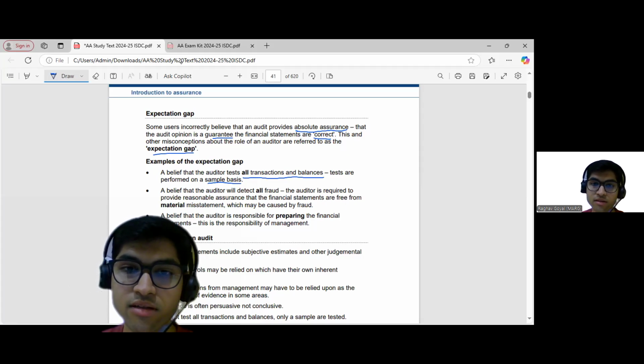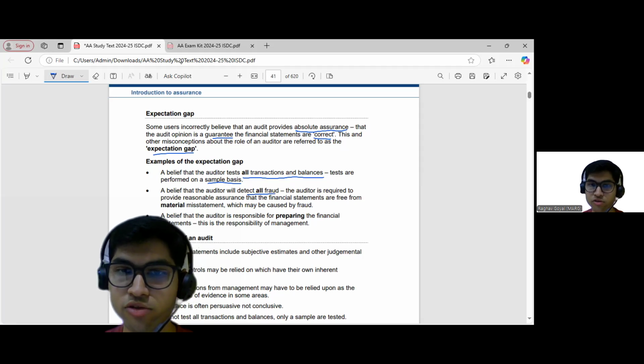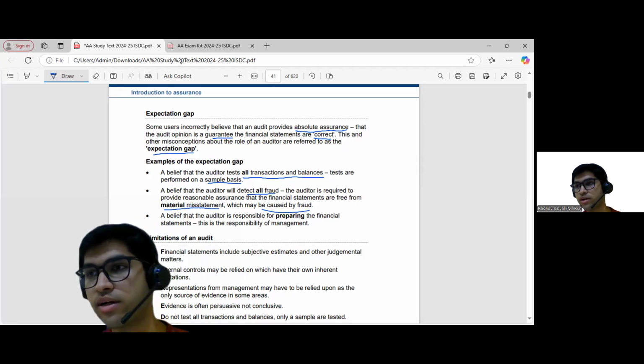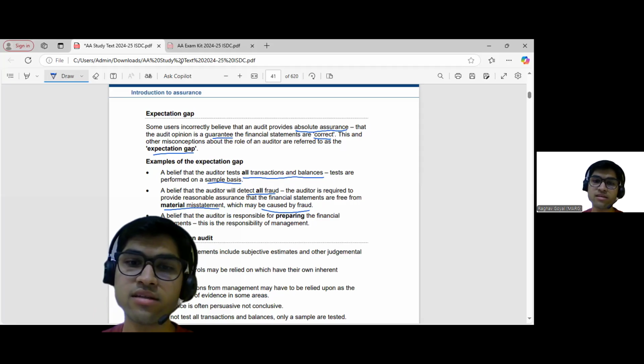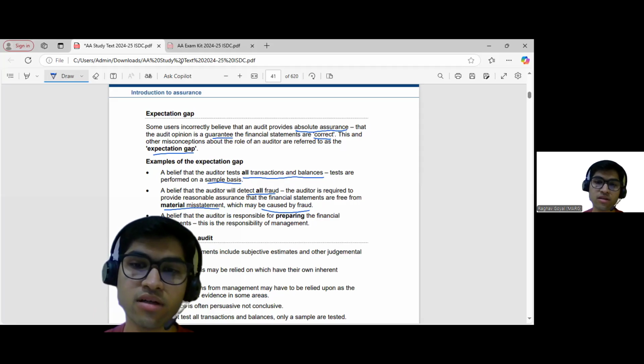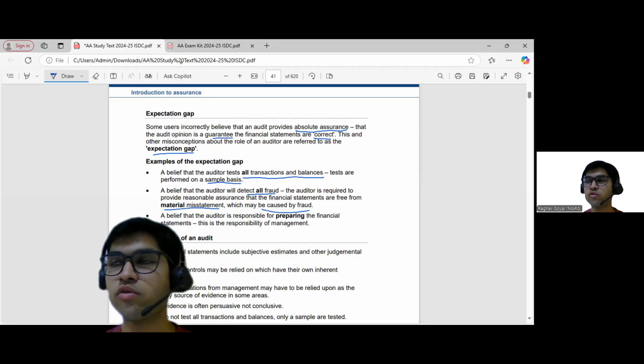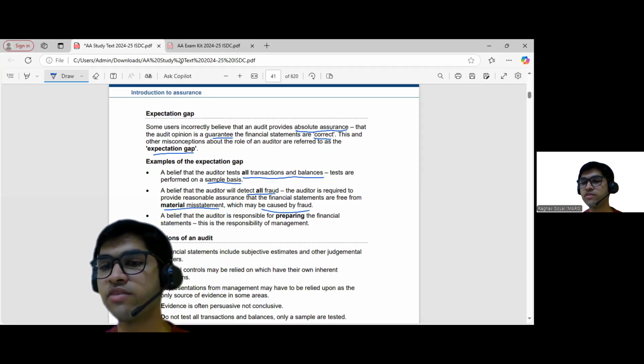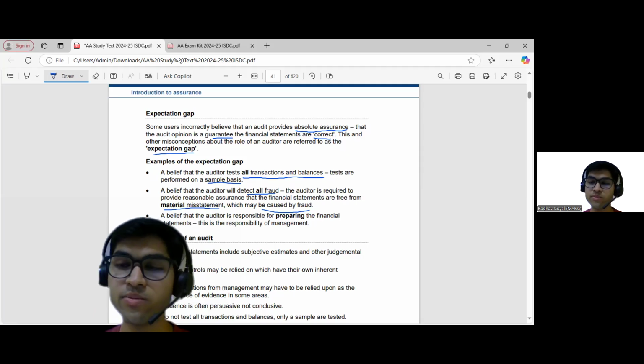A belief that the auditor will detect all fraud. The auditor is required to provide reasonable assurance that the financial statements are free from material misstatement, which may be caused by fraud. So the auditor is not telling you that there is no fraud in these financial statements. He's saying that the financial statements are free from material misstatement, which may be caused by fraud. So what do we mean by material misstatement? We'll be looking at it later, and you'll have a clearer picture of what it means.